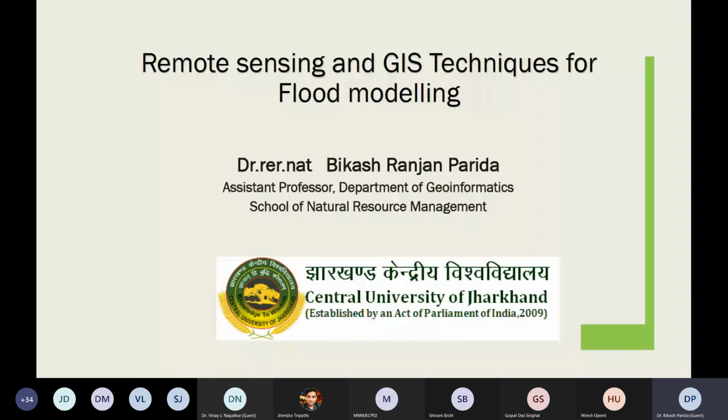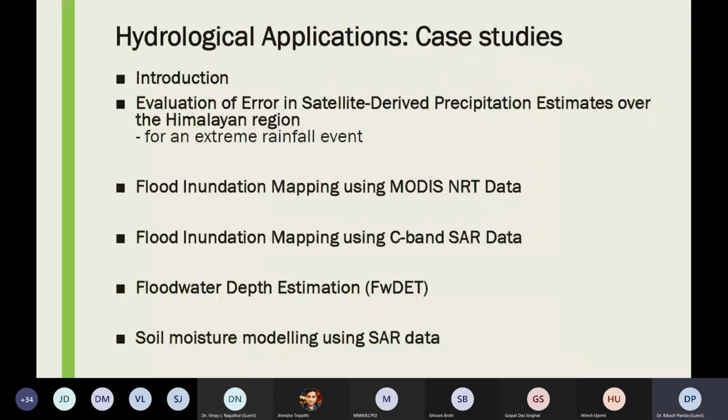Since the introduction is already given, I do not need to tell about my present workplace. So mostly I will give you a little bit of introduction related to climate change. And then I will try to show some of the case studies related to flooding. So specifically, evaluation of error in satellite derived precipitation over the Himalayan regions.